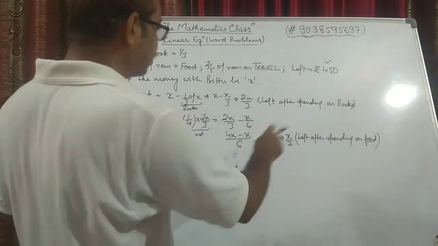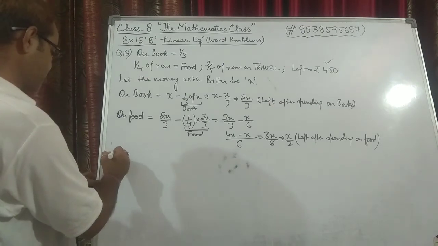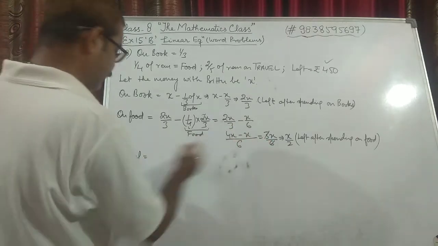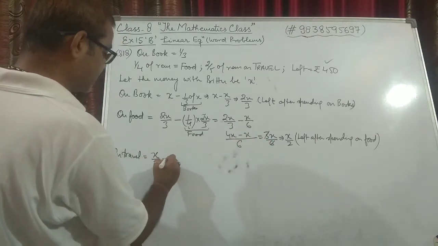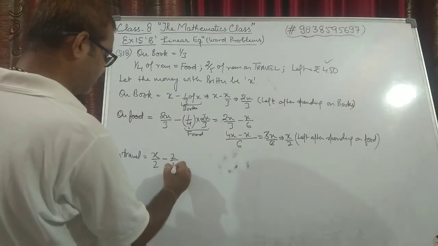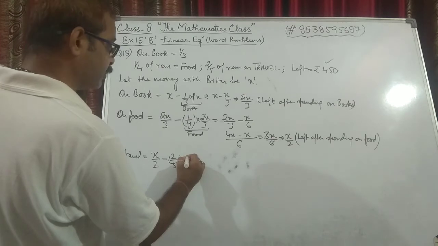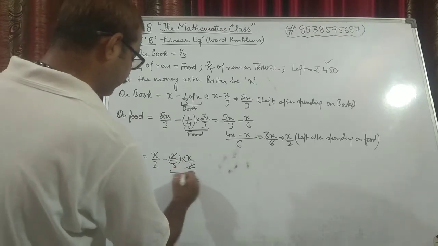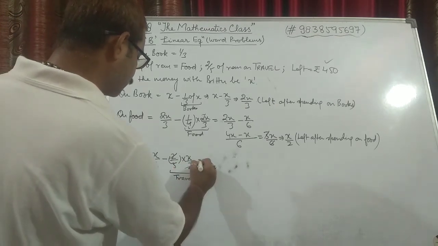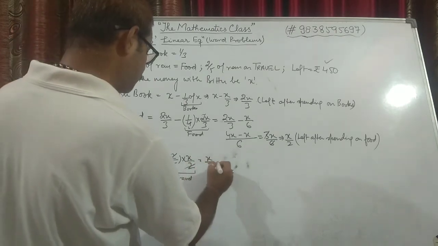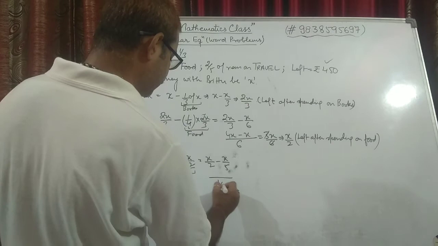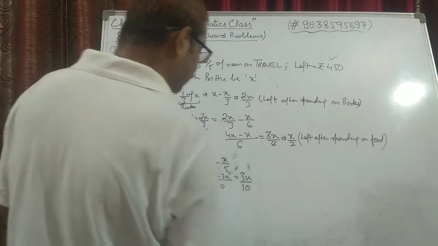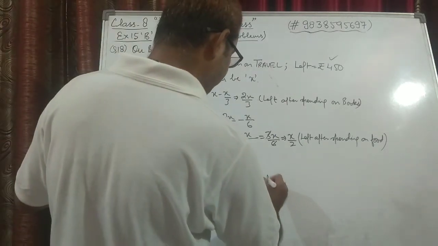Now he spends 2/5 of the remainder on travel. So on travel he is spending, he had x upon 2 with him now, and he minus, because he's spending 2/5 of the remainder, means of x upon 2. So 2 and 2 cancelled. This is spending on travel. We'll solve it. That will be x upon 2 minus x upon 5. So LCM will be 10. So this will become 5x minus 2x, that is 3x upon 10. This is left after spending on travel.